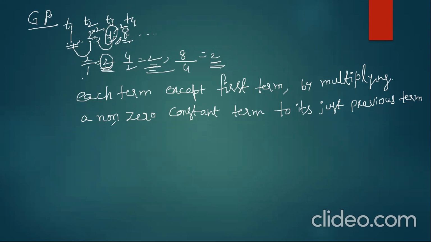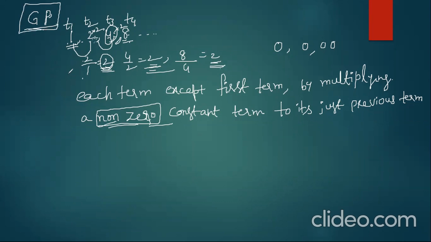By multiplying a non-zero constant, this is very important. If it is a zero constant, then all the terms would be zeros. So here we use a non-zero constant to its just previous term. So this can be called a geometric progression, or GP.